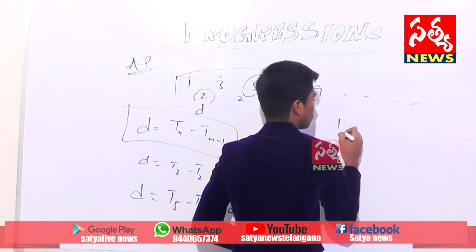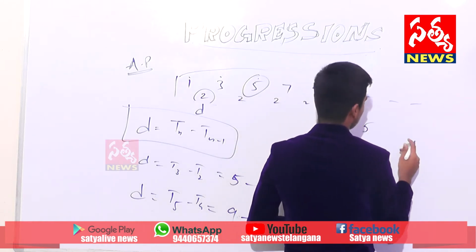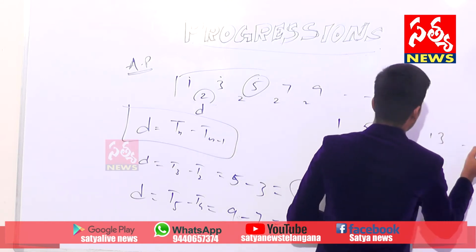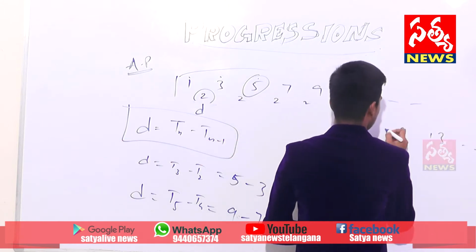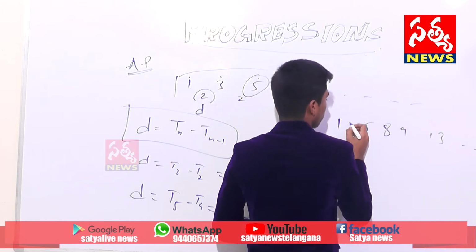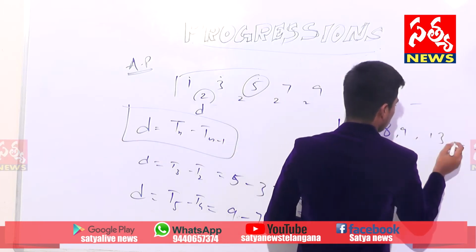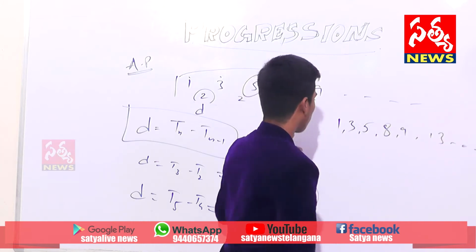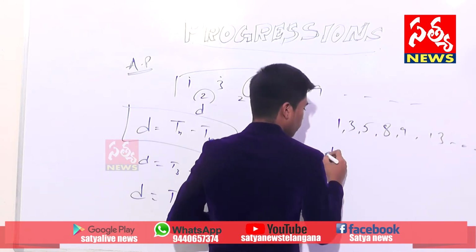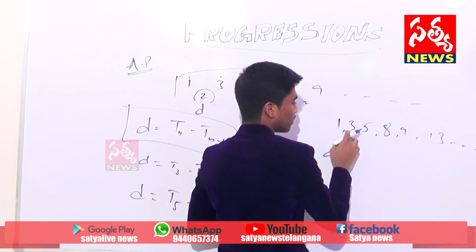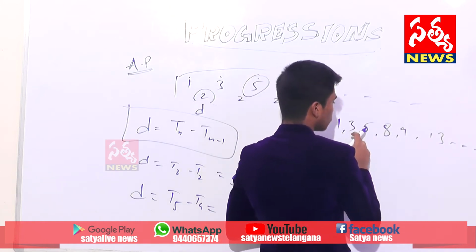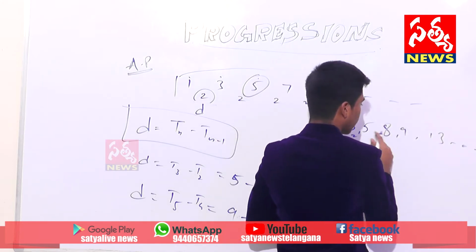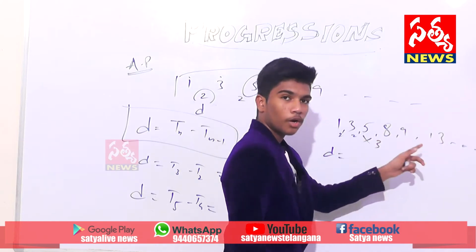I will show one more example. 1, 3, 5, 8, 9, 13, and so on. How to find whether these are in AP or not? Simply find the value of D. 3 minus 1 is 2. 5 minus 3 is 2. But 8 minus 5 is 3. So this is not in AP.